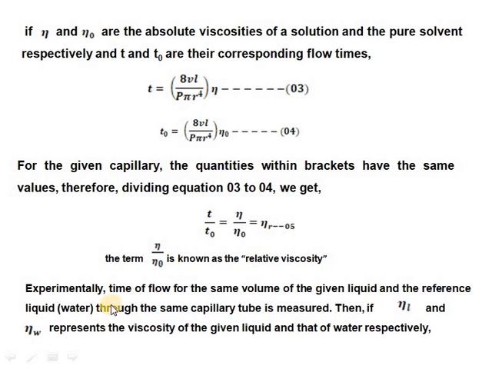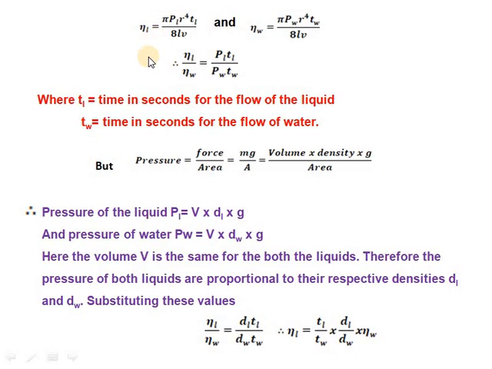Experimentally, we can measure the time of flow for the same volume of the given liquid and the reference liquid, water, through the same capillary. Eta L and eta W represent the viscosity of the given liquid and that of water respectively. Therefore, eta L is equal to pi into PL r raised to 4 into TL upon 8 LV. Eta W is equal to pi PW into r raised to 4 into TW upon 8 LV.